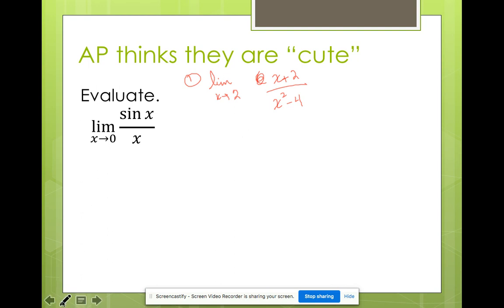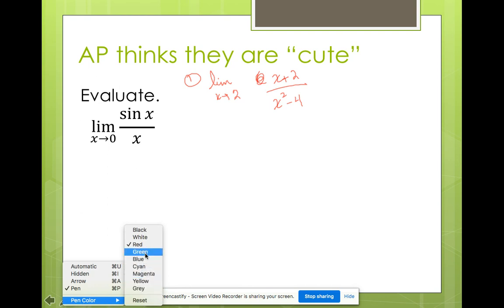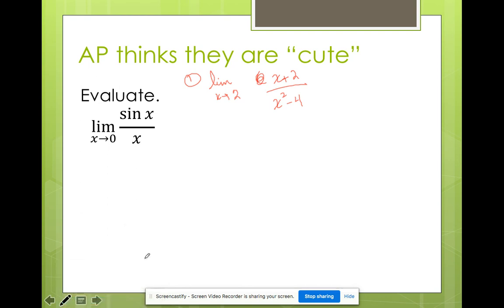This is a rational function, and remember I told you rational functions, you don't have to, you can just plug and chug unless this number makes the denominator 0. Well, guess what? 2 makes this denominator equal to 0, doesn't it? So I have an issue. If I plug and chug, I get 4 over 0, right? Uh-oh.